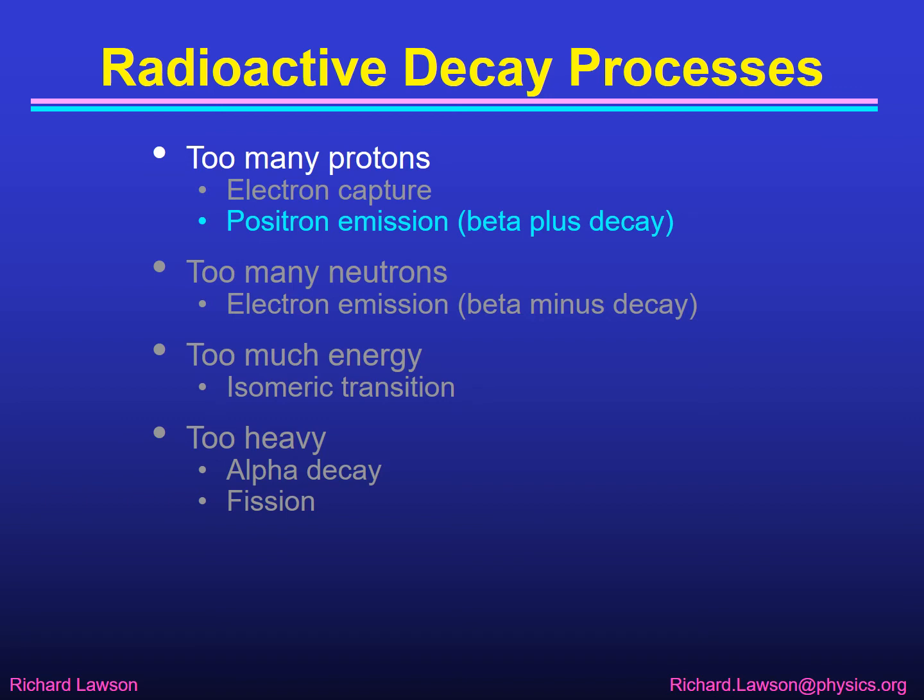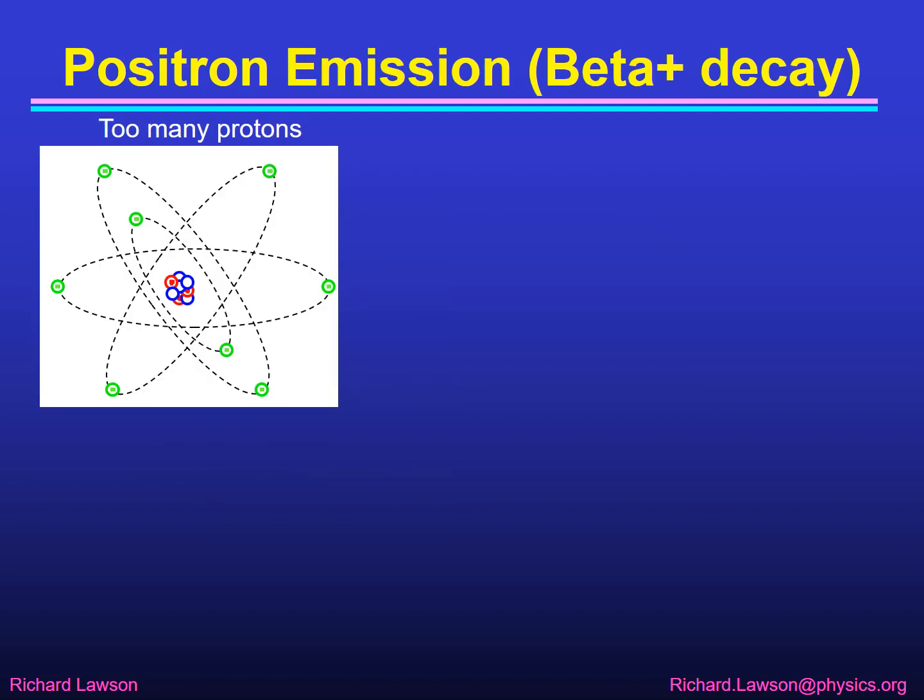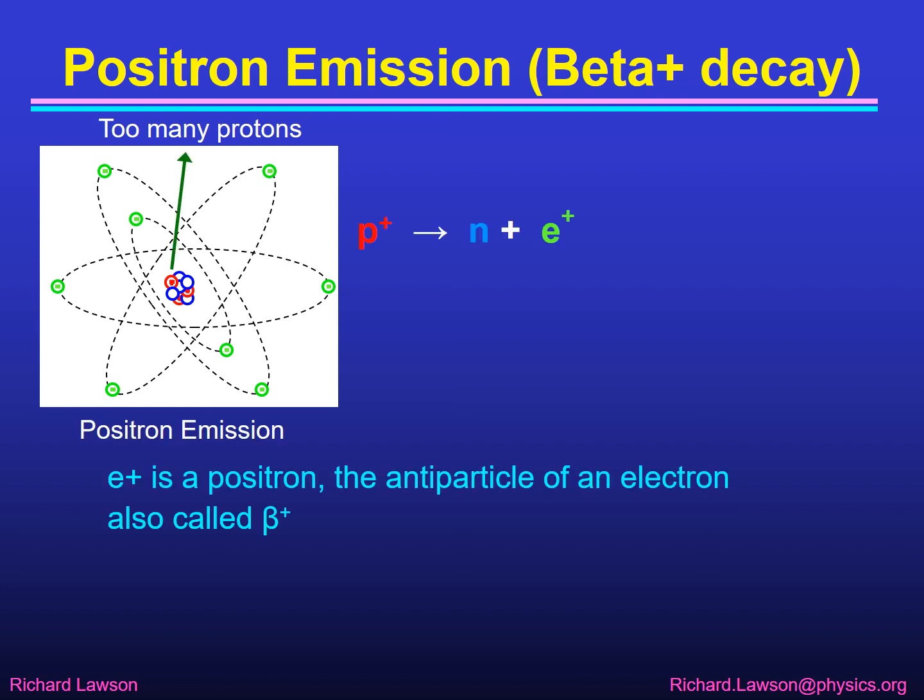The next process I want to talk about is positron emission, also known as beta plus decay. This is an alternative to electron capture if you have too many protons. So here's an example of another nucleus with too many protons. Instead of capturing one of its own orbiting electrons, what it can do is to emit a positive electron. That's what we call a positron.